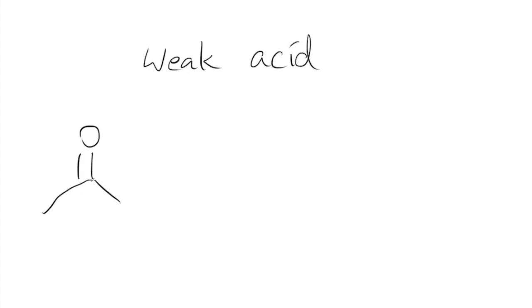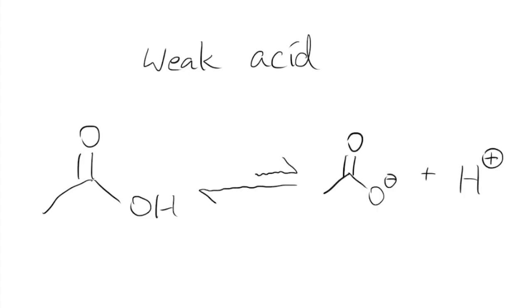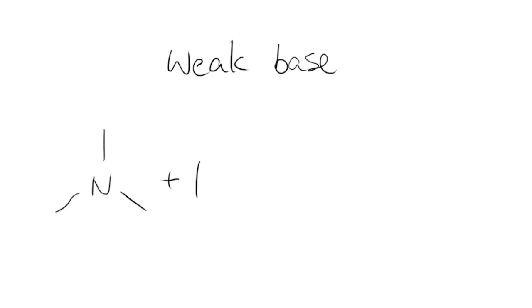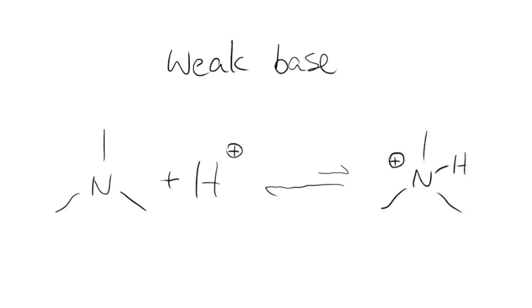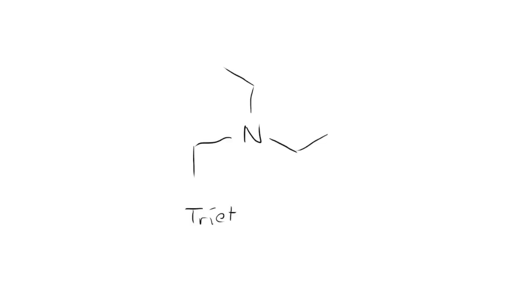Weak acids are instead less likely to completely lose their proton in solution. Carboxylic acids are usually weak acids, meaning most of the carboxylic acid will not dissociate in solution. A weak base is similar, where it's happy to let go of the proton back into solution. Triethylamine is an example of a weak base. The second metric is concentration.